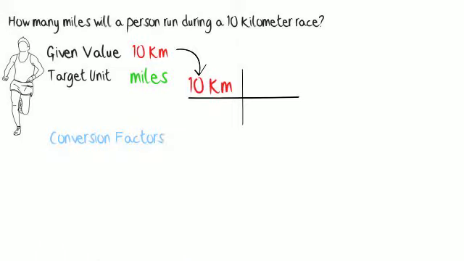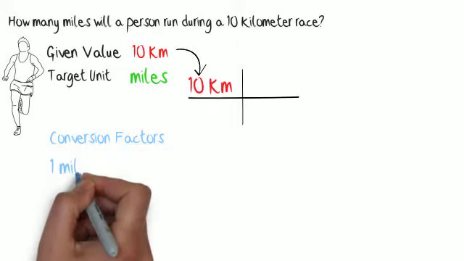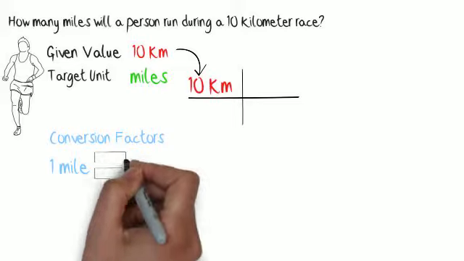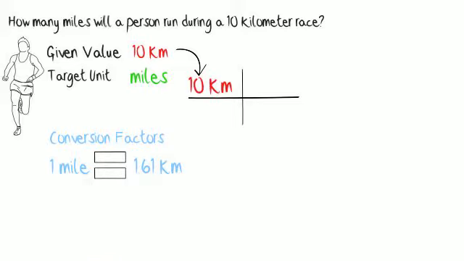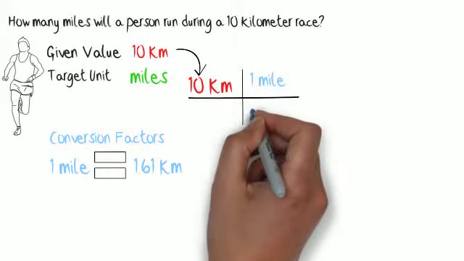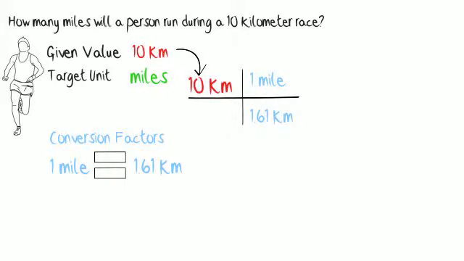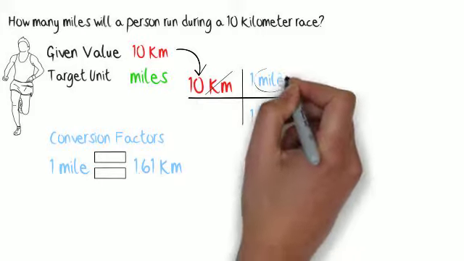And in this case, 1 mile is equivalent to 1.61 kilometers. So we have the 1 mile, 1.61 kilometers. We put that into the next section so that the kilometers will cancel. So the kilometers go in the denominator. That leaves us with miles.